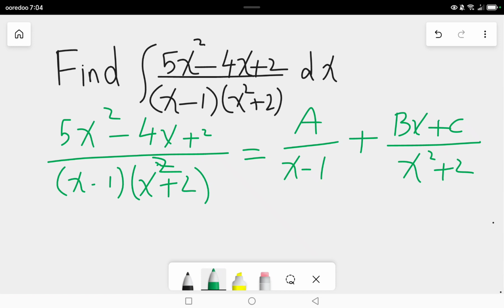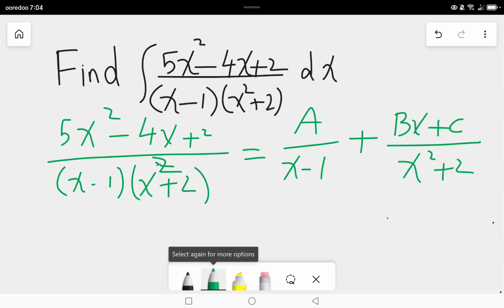So why did I write bx plus c? Because there is x square plus 2. That's why I wrote b and c together on the numerator. After writing, now it is in partial fraction form. Now to find the values of a, b, c, the first thing you will do is cancel the denominator. To cancel the denominator, it is very simple.